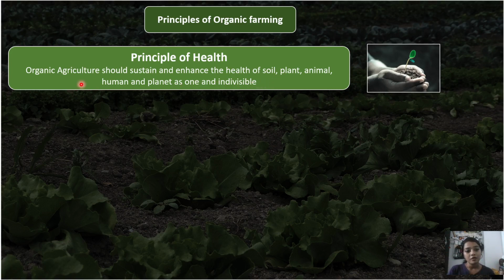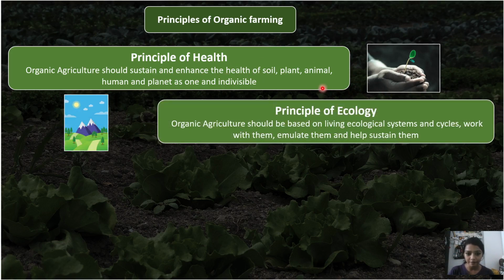So any type of organic farming needs to sustain and enhance the health of all the organisms along with the soil. So this is the first principle of organic farming.